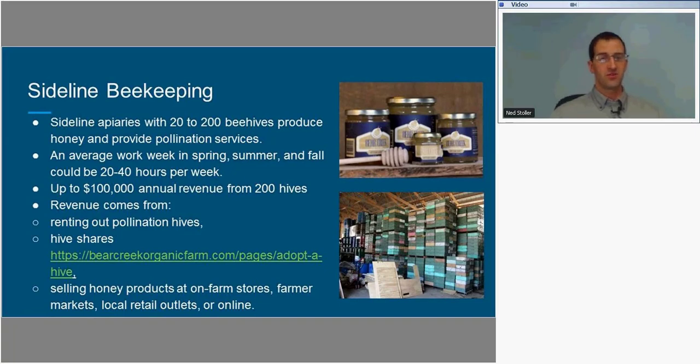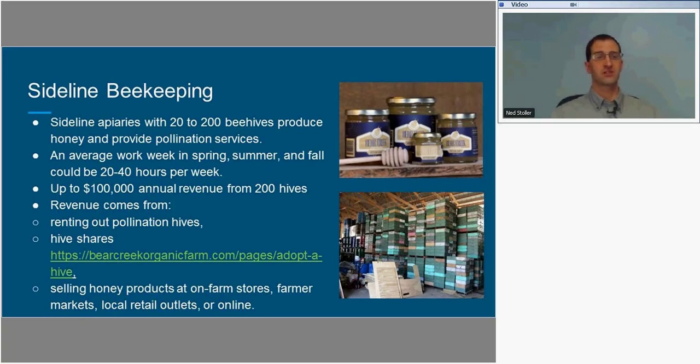So the revenue from beekeeping comes from renting out pollination hives. Here in Michigan, there's an abundance of fruit and vegetable growing operations, and they rely on bees for pollination. And so beekeepers will get paid by the fruit and vegetable growers to position hives near to their orchards and their vegetable fields.